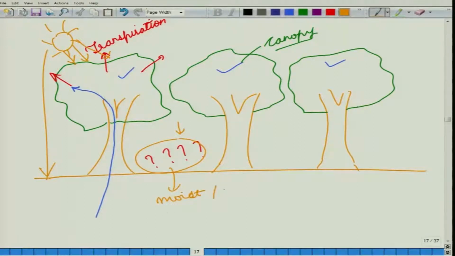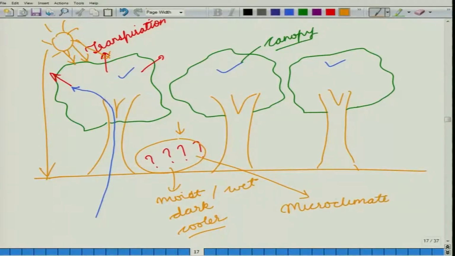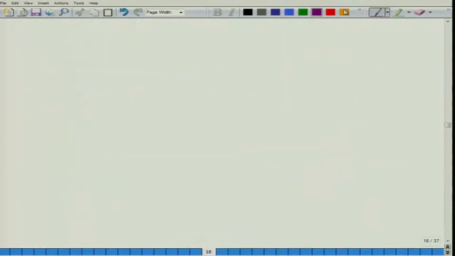It is so moist, or we could call it wet. It is also dark as compared to a bare ground. At the same time it is also cooler because your sun's rays are not able to heat up this region. So the climate of this point, also known as the microclimate, is very different from the climate over a bare piece of land. That being said, the nutrients that will be here on this portion will also be different from the nutrients we will be having here. Why would that be so?